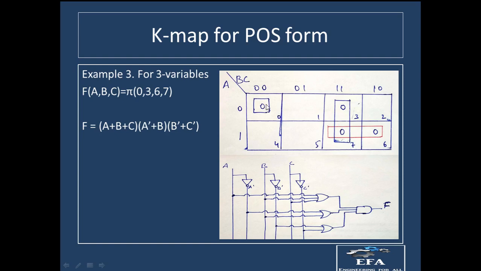From group number 1, let us say the value will be a plus b plus c, because this is 0 and we are talking about the POS, therefore we have to take it as a and not a complement, and this will be b and c.